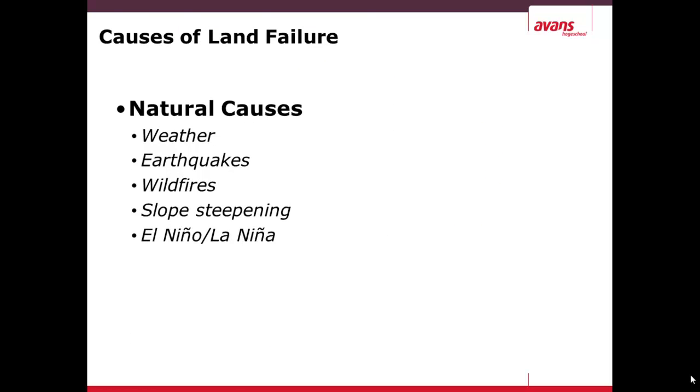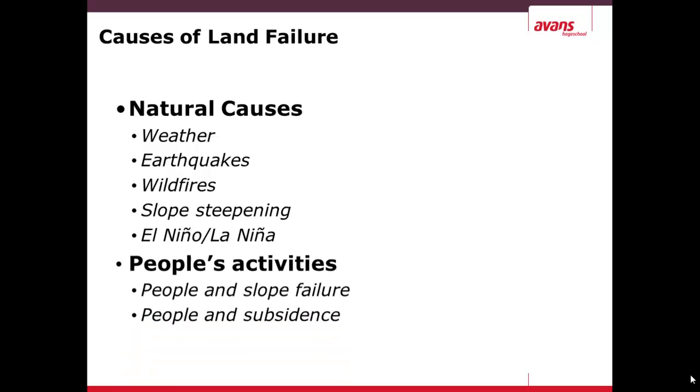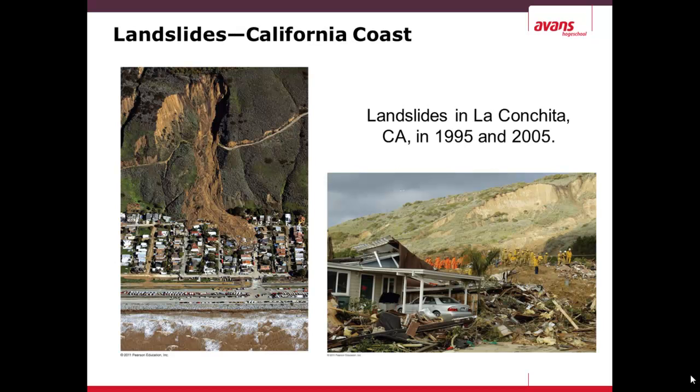Causes of land failure include the weather, earthquakes, wildfires, slope steepening, and El Nino or La Nina, the change of the seasonal patterns of wetness and rain. And of course, people's activities. People develop things on slopes, and they are prone to subsidence. Here we see along the California coastline a landslide in La Conchita in 1995 and 2005, which devastated the city.